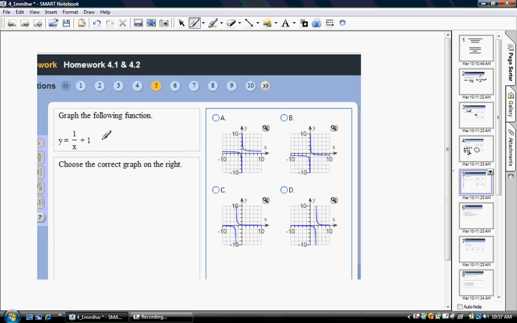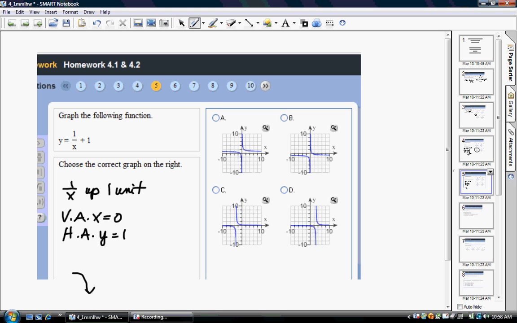Now to graph this function, 1 over x plus 1, well, this is the graph of 1 over x shifted up 1 unit. So to shift up 1 unit means our vertical asymptote stays the same. It is at x equals 0. And again, that is the value of x that makes that expression undefined. The horizontal asymptote would go up 1 unit to become y is equal to 1.